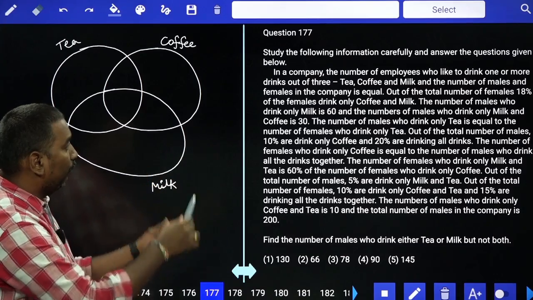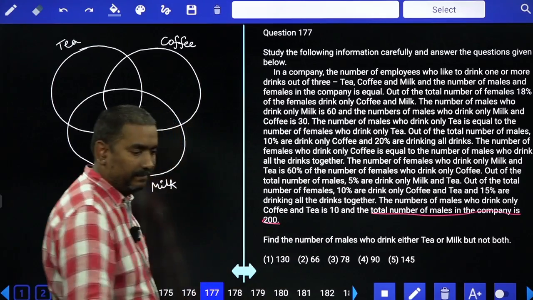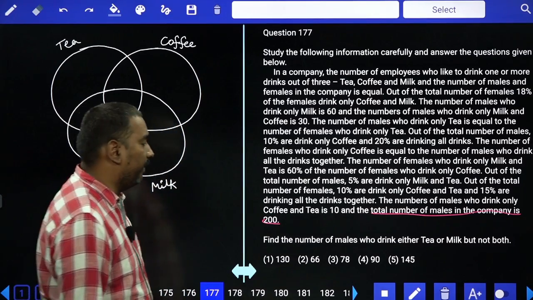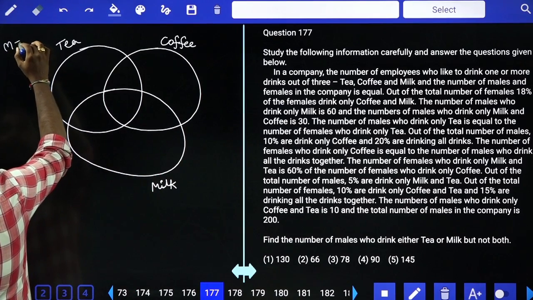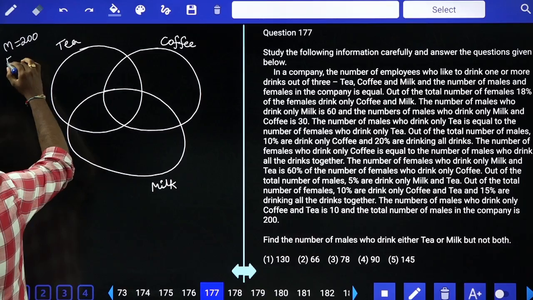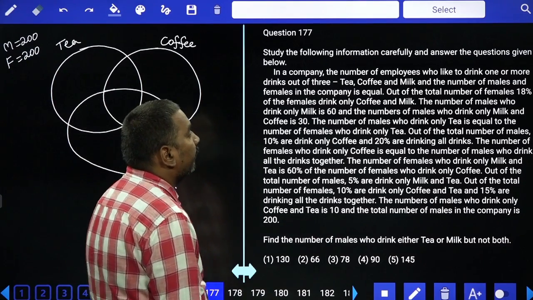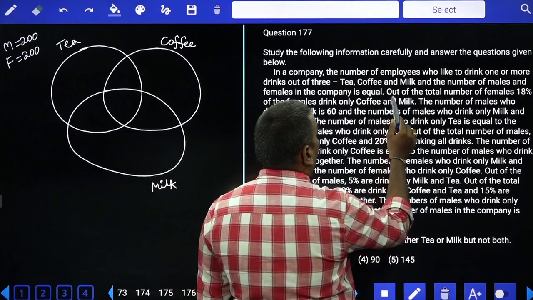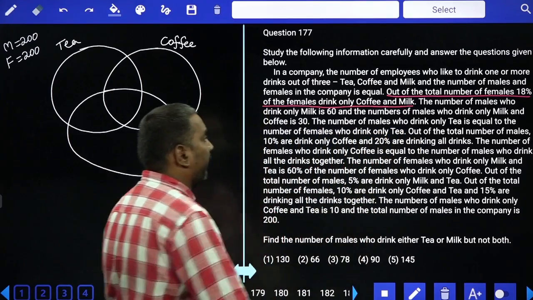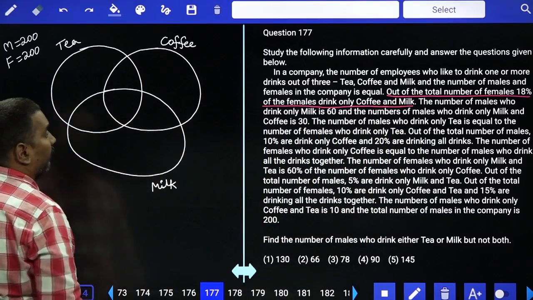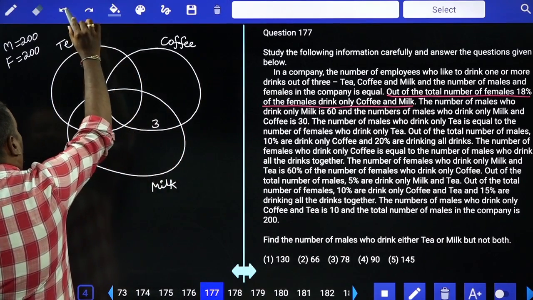If you observe the last line, the total number of males in the company is 200. And they said males and females are equal, so if males are 200, females are also 200. First we get the total male and female. Then, out of the total number of females, 18% of the females drink only coffee and milk. 18% of 200 means 36 females drink only coffee and milk.